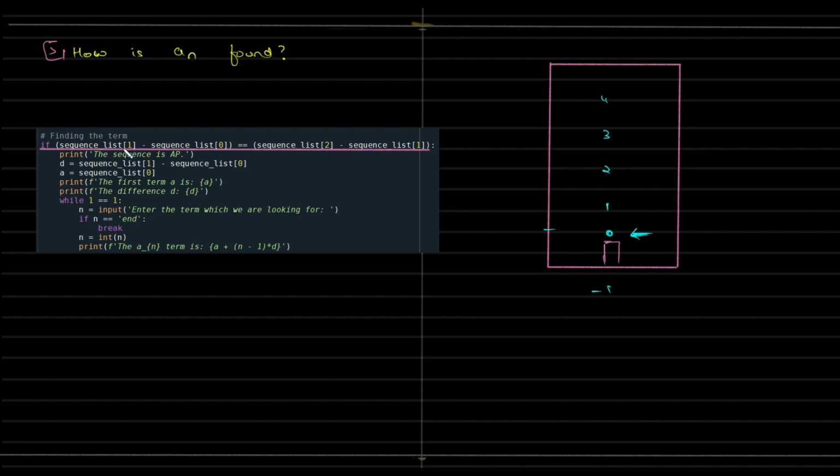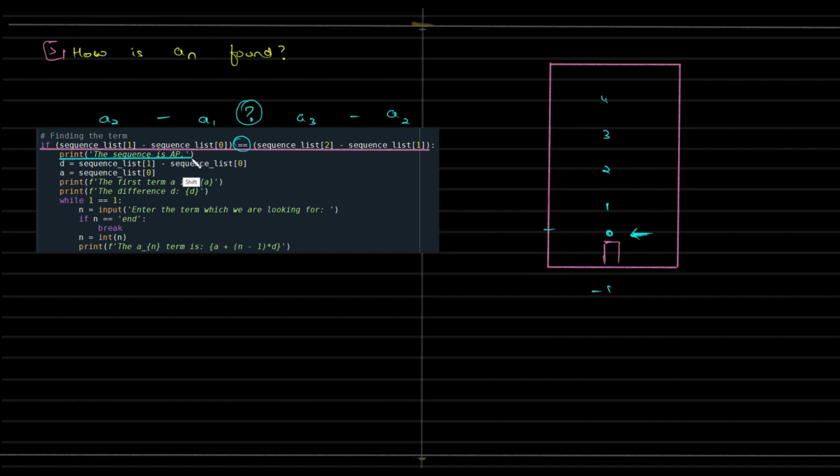So when we write square brackets and 1, they mean A2. Square brackets and 0 is A1. This is A3 and this is A2. So we're subtracting these and we're checking. This is a question mark. This is not equals to. Is it equal? The question is being asked. If it's so, then the following code is executed.